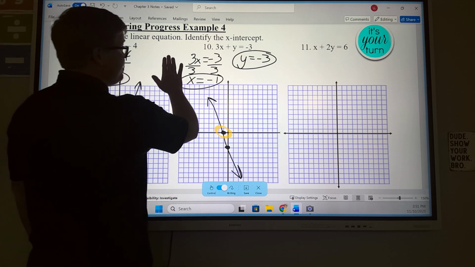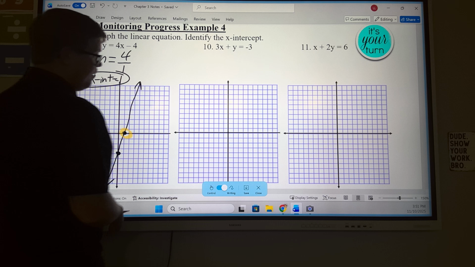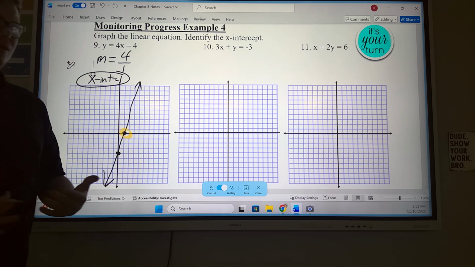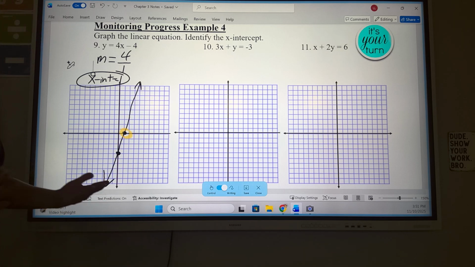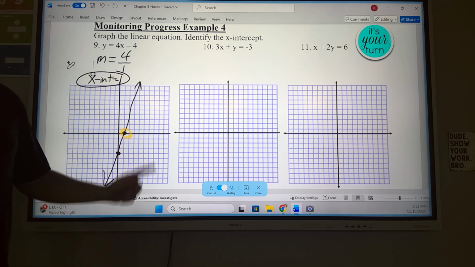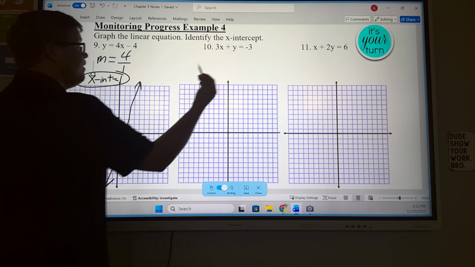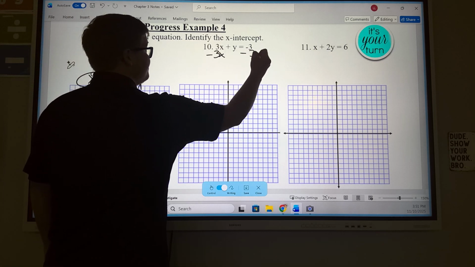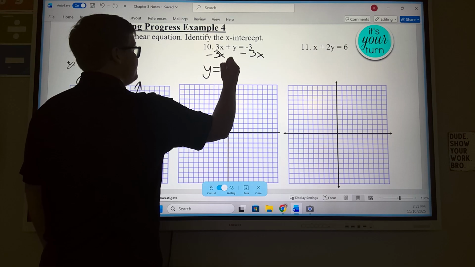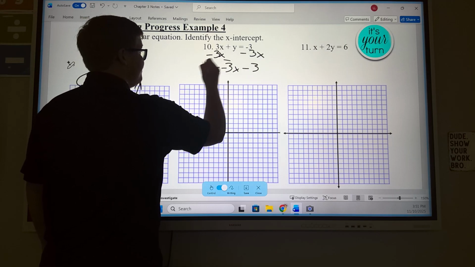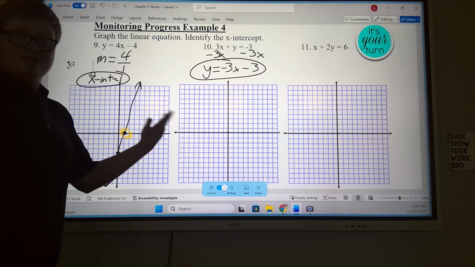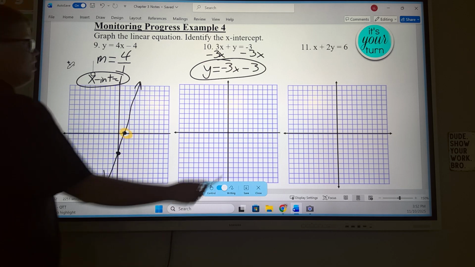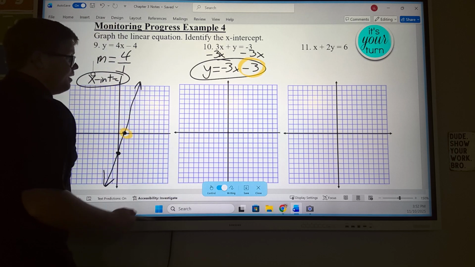Now, let's do slope-intercept form. Okay. Your teacher or your directions ask, convert that to slope-intercept form, then graph it. Okay, so all we have to do is get the y by itself. We subtract 3x, we have y equals -3x minus 3. Y is by itself, it's in slope-intercept form. Our y-intercept is always the whole number. It's -3.